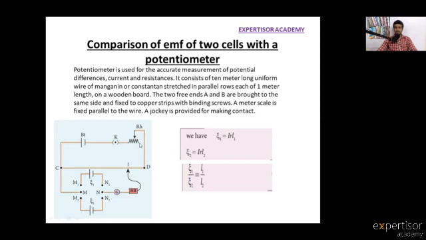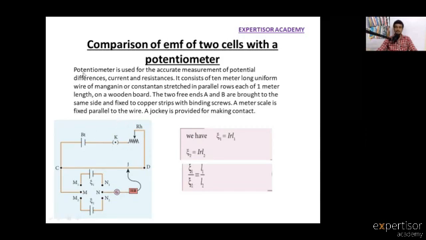This rheostat gives a change in the resistance. If you want to increase the resistance in the circuit, you do it by using this rheostat. This is the rheostat.